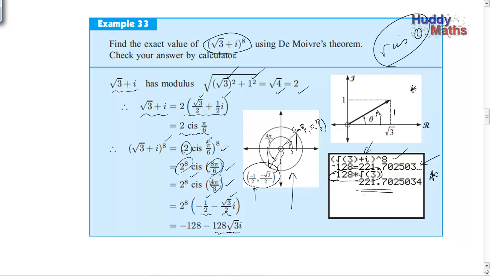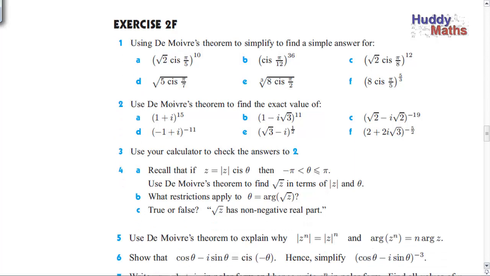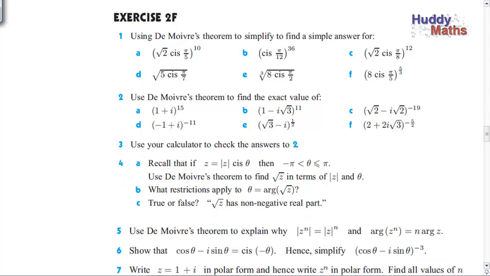Alright, so are you ready to do all that? Remember, polar form to the rescue here. So let's have a look at 2f. And here are some problems for you, basically just on de Moivre's theorem. And I think you probably don't need to do all of them, probably alternate parts here.